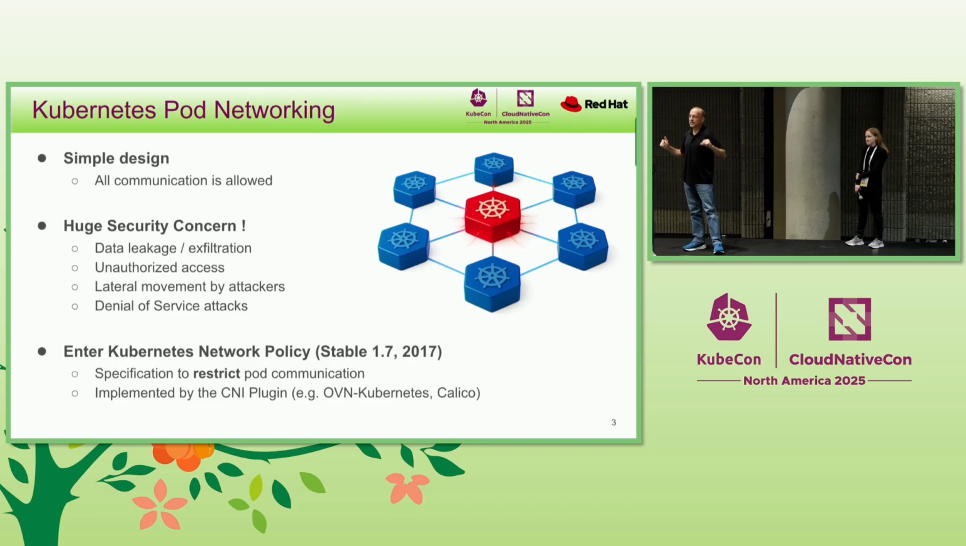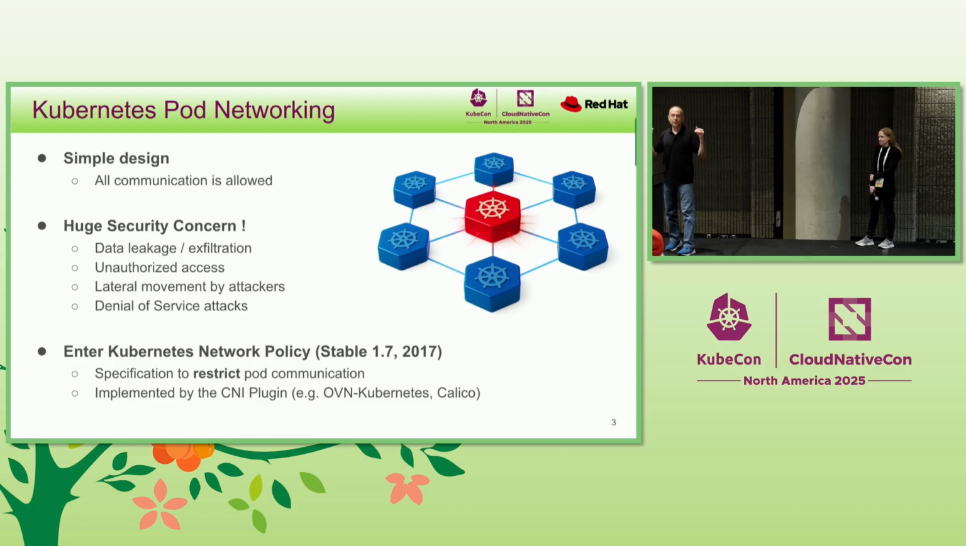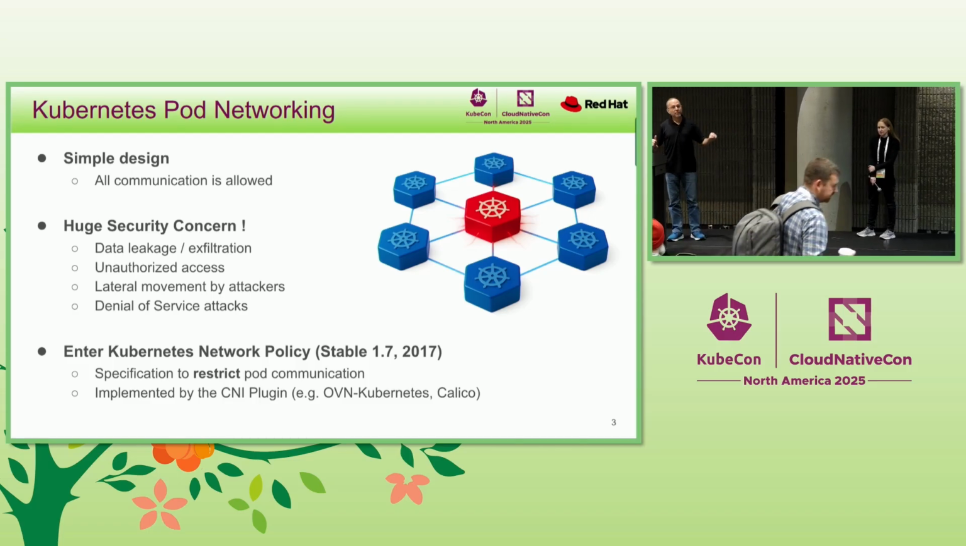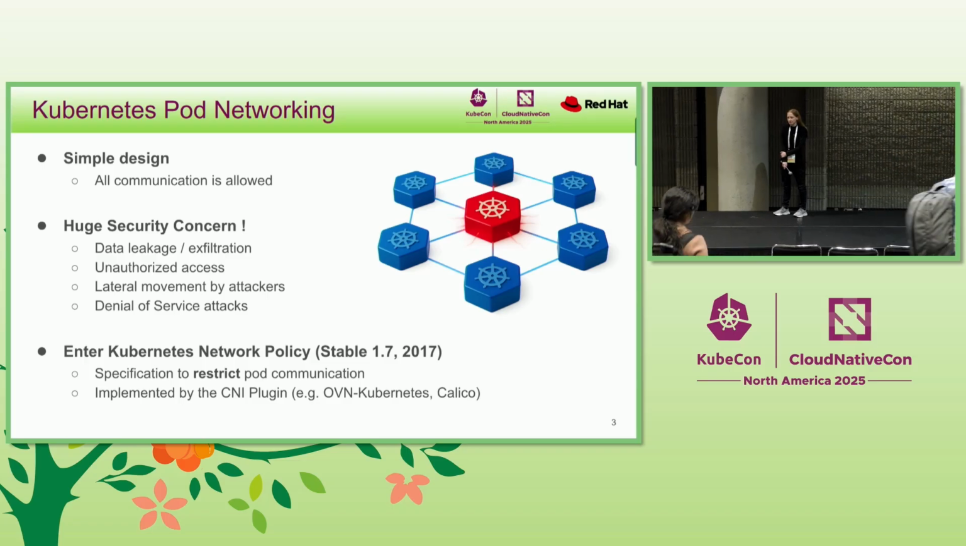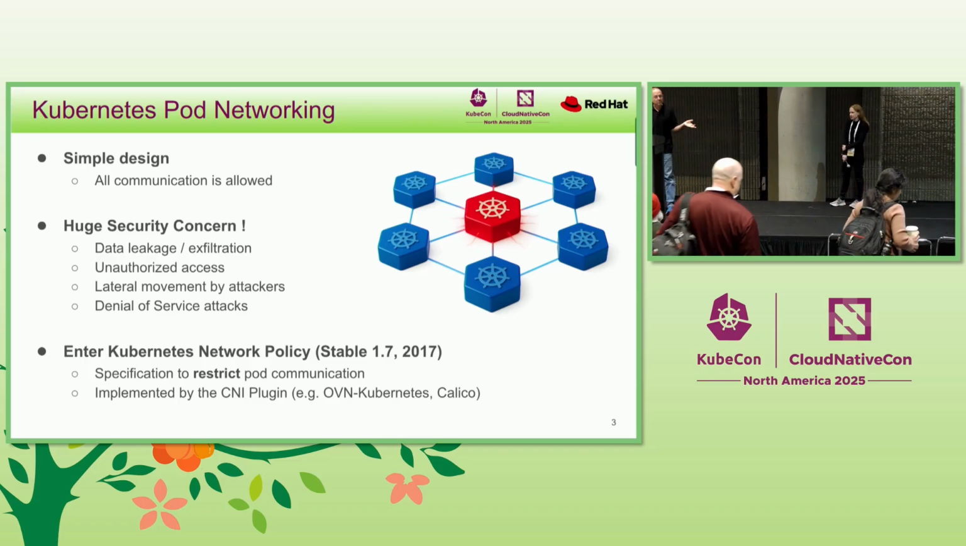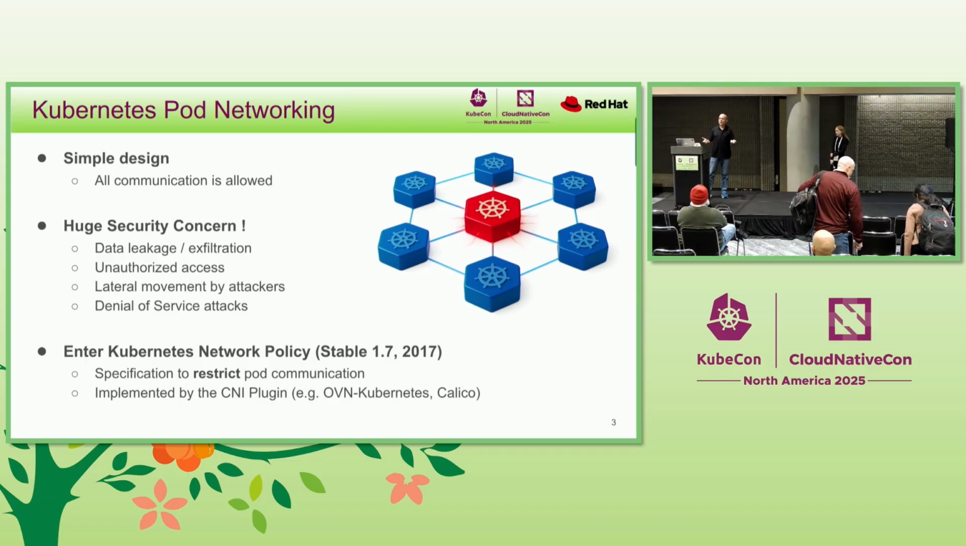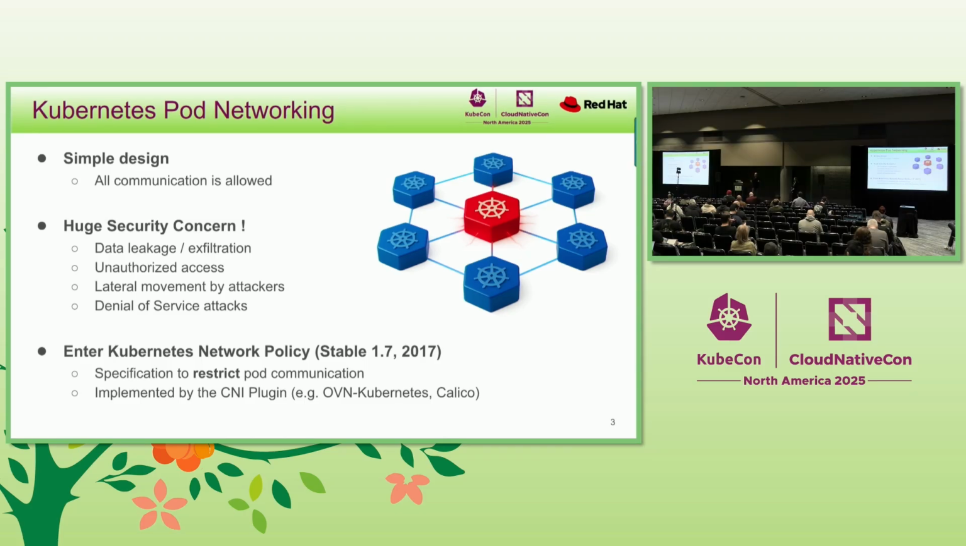For the people who are not on the day-to-day, Kubernetes was designed to be simple. As part of that, it was decided all communication is allowed, just to get to work. Very quickly, it was realized by the community that this presents a significant security threat. Without data segmentation, with no limits, you're more exposed to data leakage, unauthorized access. Obviously, it makes it easier for lateral movement, penetrate a pod, jump to the other, and denial of service attacks.